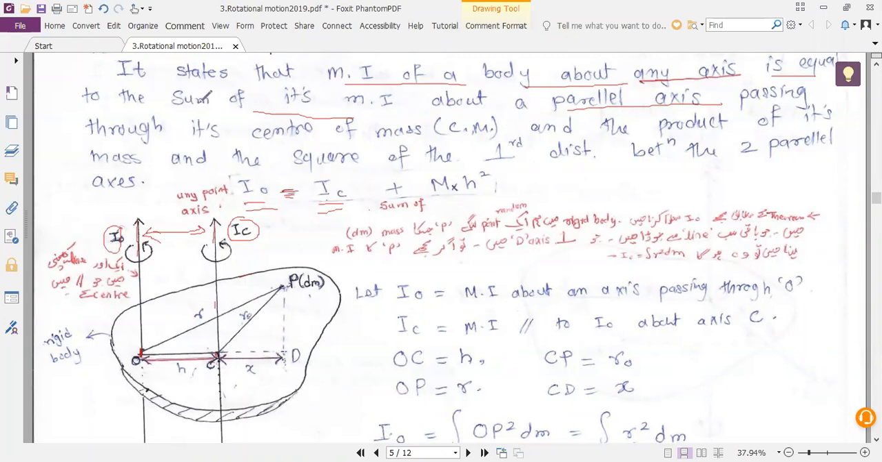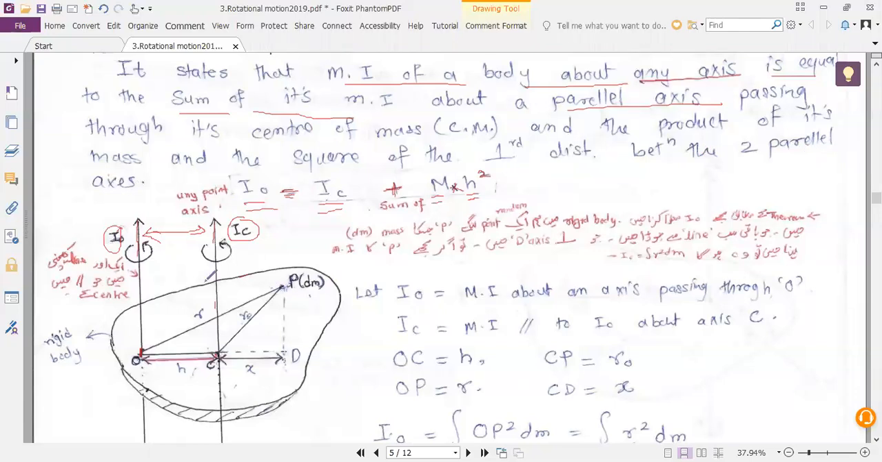And they are equal, and the sum represents the plus sign, so I have written a plus sign here. The product means the multiply sign. The product means I am representing here mass and the square of that. Now here I am representing the distance by small h. So what is written here is the product of mass and the square of the distance, that is why I am taking h square between the two parallels.